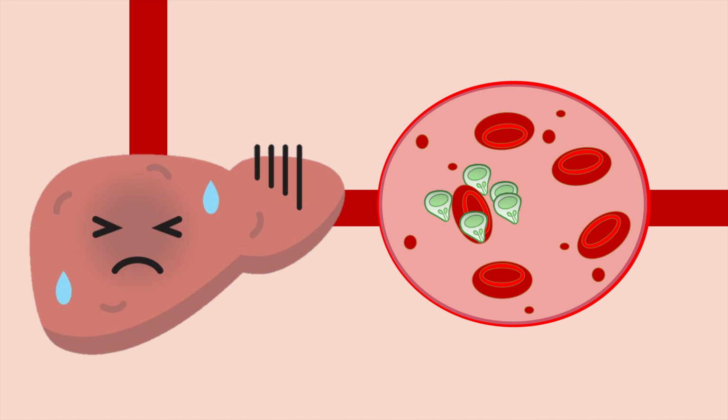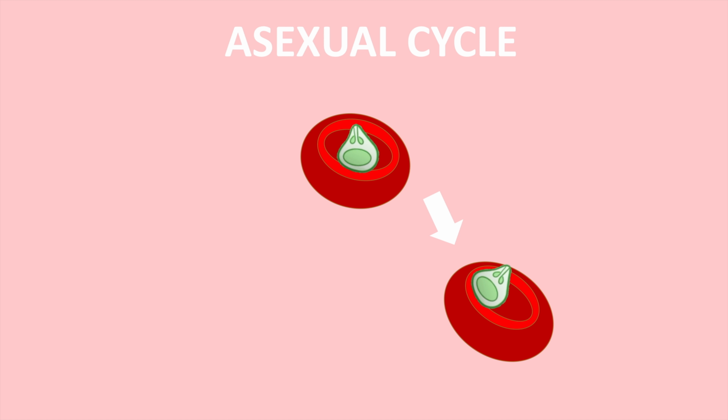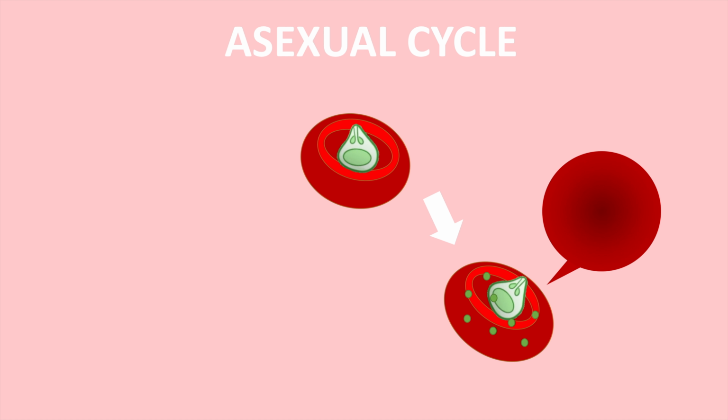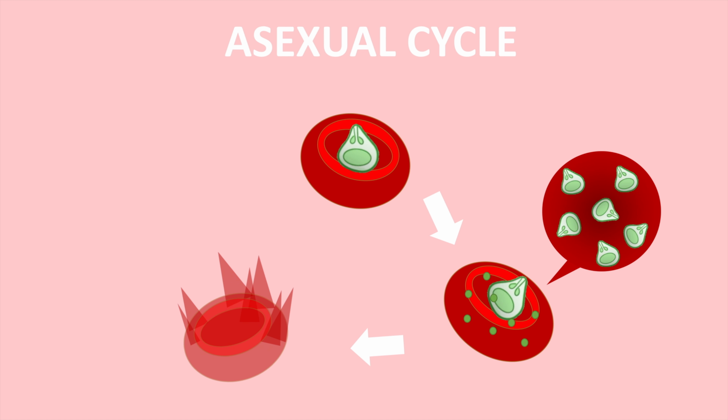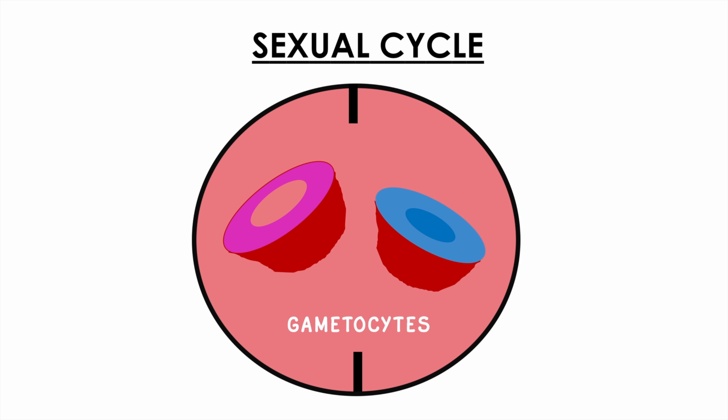Then the free merozoites will catch the hemoglobin and go into 2 cycles. First is an asexual cycle, where the merozoites divide into more of themselves and make the red blood cell explode. After that, they will continue attaching to new red blood cells. Some merozoites will develop into gametocytes in the sexual cycle, which will be transmitted back to the mosquitoes and start the cycle over again.